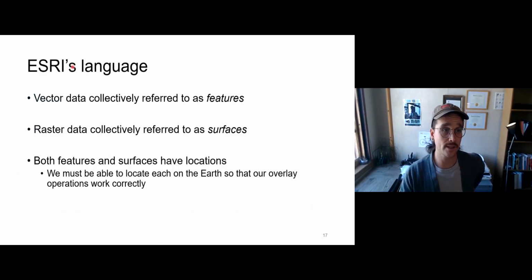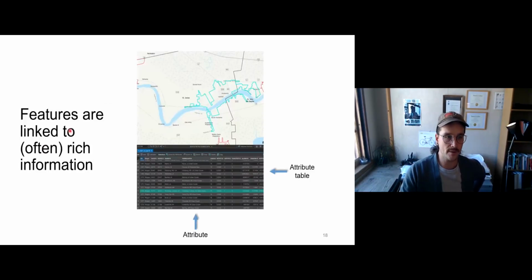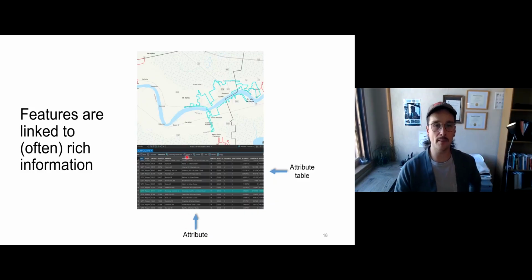In Esri's language, they refer to vector data as features and raster data as surfaces. Again, both of them have locations. Features are linked to what is often rich information. So in the screen capture video, I'll show you an example of an attribute table. Every row here in this particular set of features is an individual feature, and then it has various attributes that are describing properties of those features.